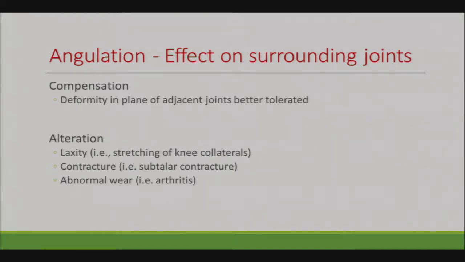Angulation has multiple effects on the surrounding joints. The joints can either compensate for it, but they also can be significantly affected by a deformity. So in general, as you know, deformities in the plane of joint motion are better tolerated, but that can also alter the joint long-term, particularly the ligaments around the joint and the cartilage if there's profound or prolonged deformity.